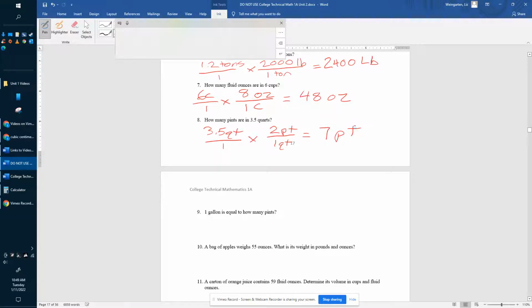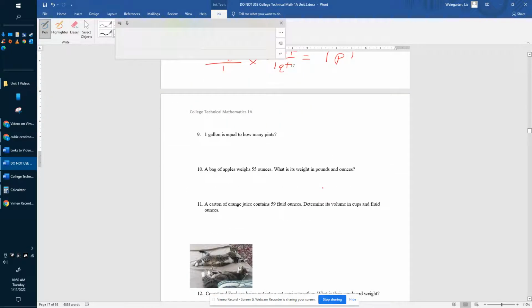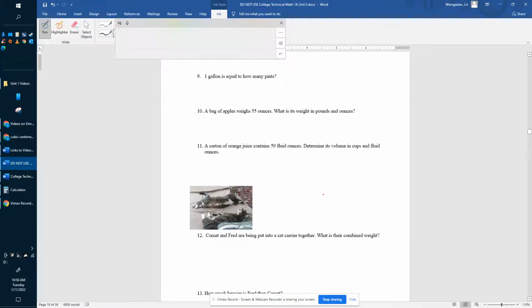I should note at this point, I do not expect you to memorize these. During exams, you can have a cheat sheet next to you with all of these listed and any that you want to add to that list. So don't feel like you have to be able to know these off the top of your head.